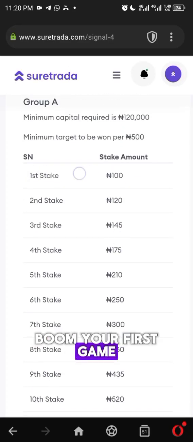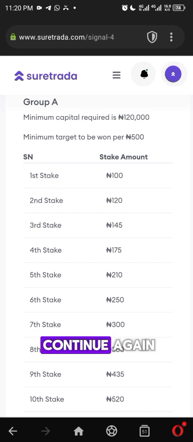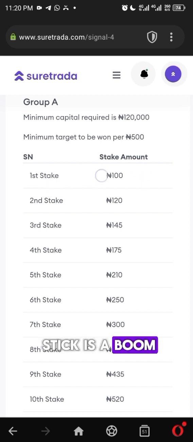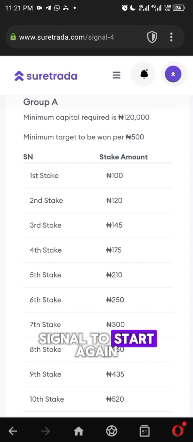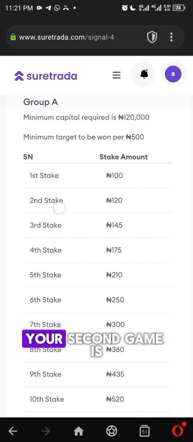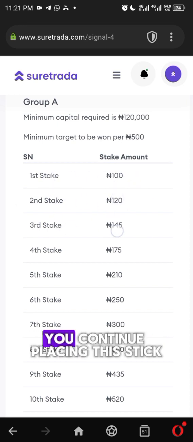Once you have a boom in your first game, you have to wait for a signal before you continue again. You don't just continue. So if the first stake is a boom, you don't need to play the rest. You have to go and start again after receiving a second signal to start again. If your first game is not a boom, your second game is not a boom, your third game is not a boom, you continue placing this stake.